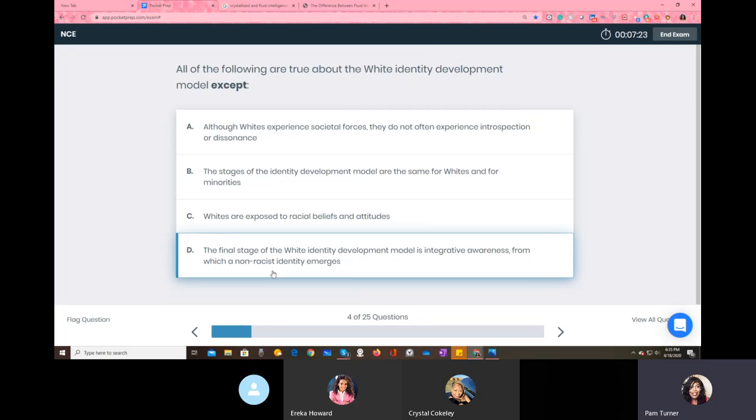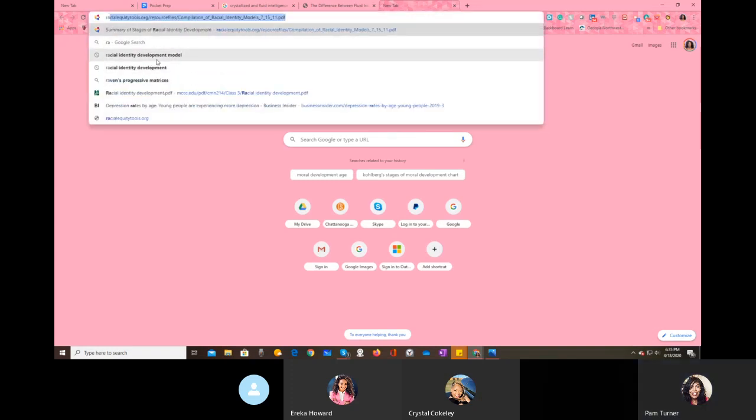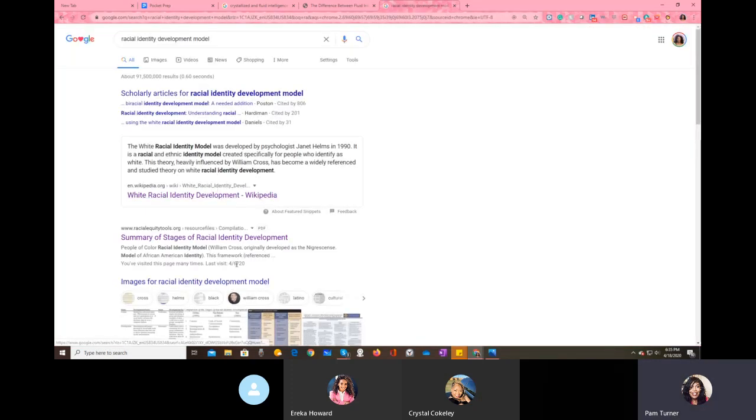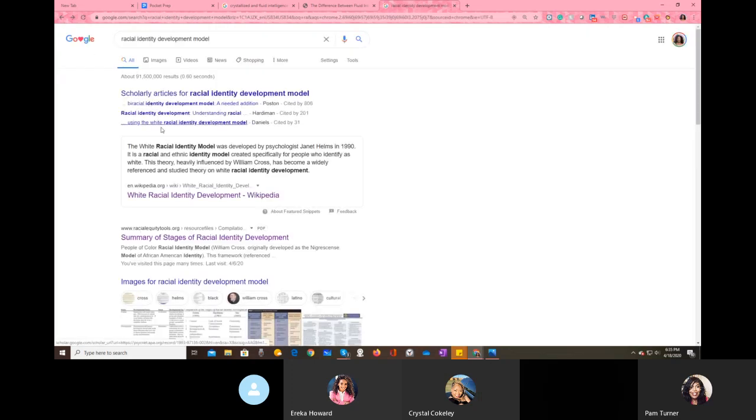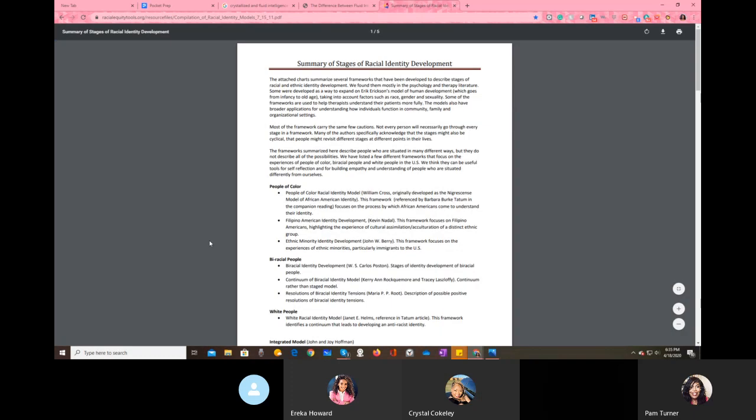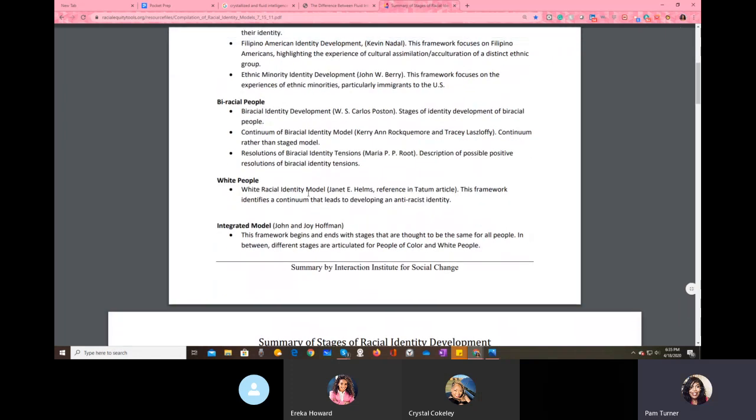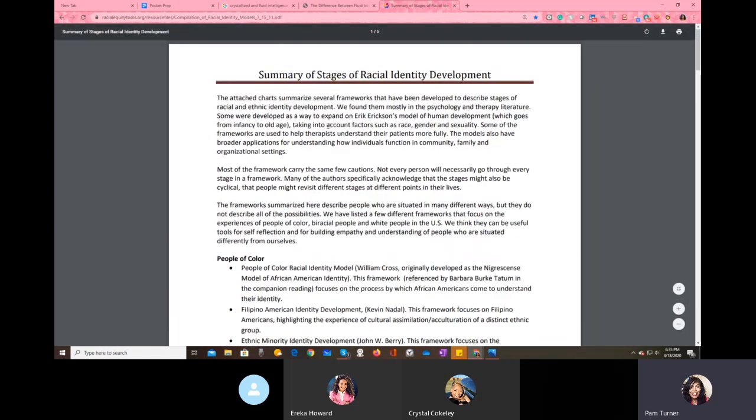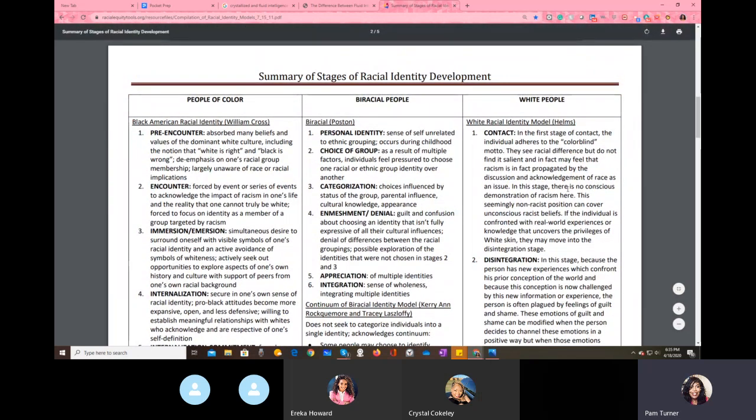Okay. So then, all are true about the white identity model, except, and if I haven't shared it with you, that racial identity model. It talks about how we identify who we are. And if I haven't shared this with you, when it comes to the culture questions, this is where these things come from. This is where you mostly see these. So the people of color, the biracial people, and white people.